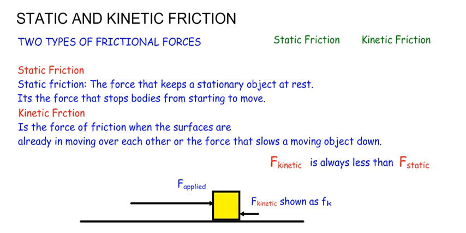So to summarize so far, there are two types of frictional forces, static friction and kinetic friction. Static friction is the maximum force that keeps a body stationary, and kinetic friction is the force of friction when the surfaces are already moving over each other. And the kinetic friction is always lower than the static friction. The kinetic friction is known as Fk, and the static friction is known as Fs.